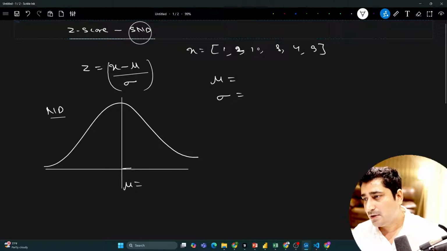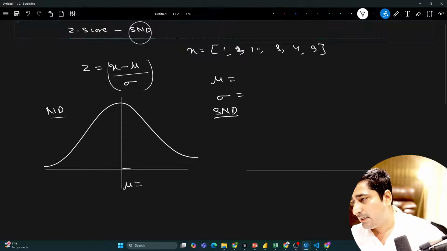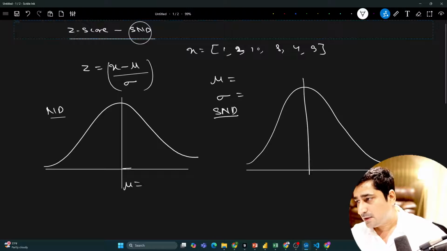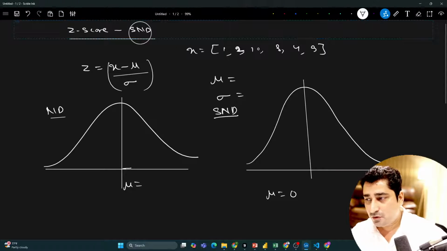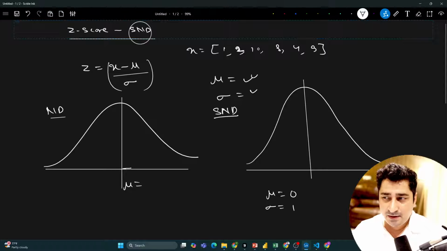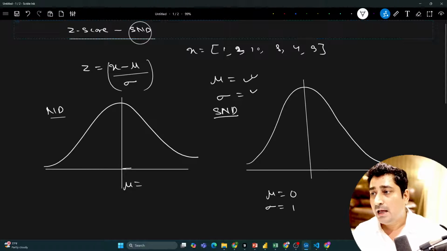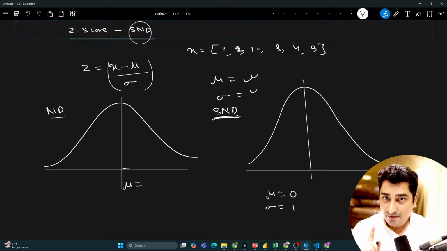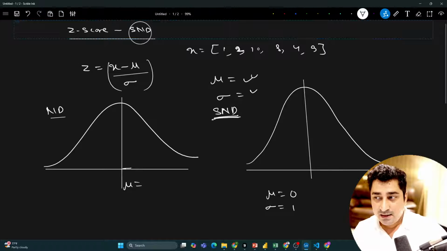Now, standard normal distribution says that data is supposed to form a bell curve, but here mu should be equal to 0, meaning the average is supposed to be 0, and the standard deviation is equal to 1. In the previous case, it could be anything based on the calculation. So 1 plus 2 plus 10 plus 8 plus 4 plus 9 divided by 6 is going to be mu, and similarly I will be able to find the standard deviation, since I know the formula. But in the case of standard normal distribution, mu is always supposed to be 0, meaning the average is always 0 and the standard deviation is 1 all the time.